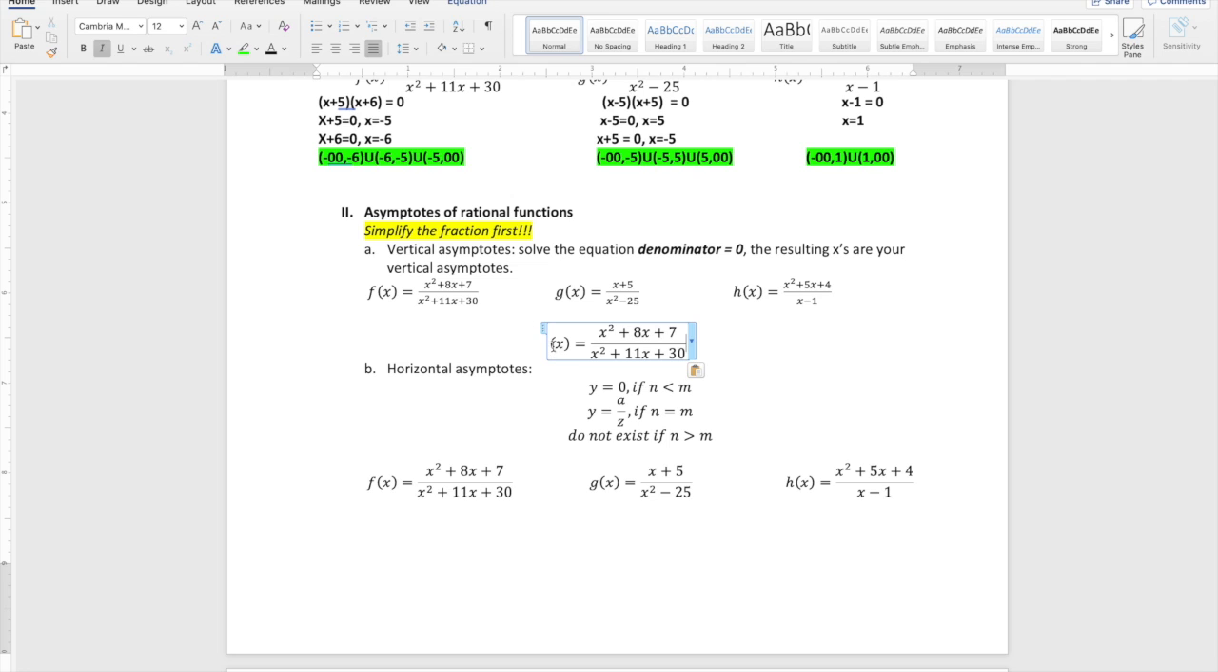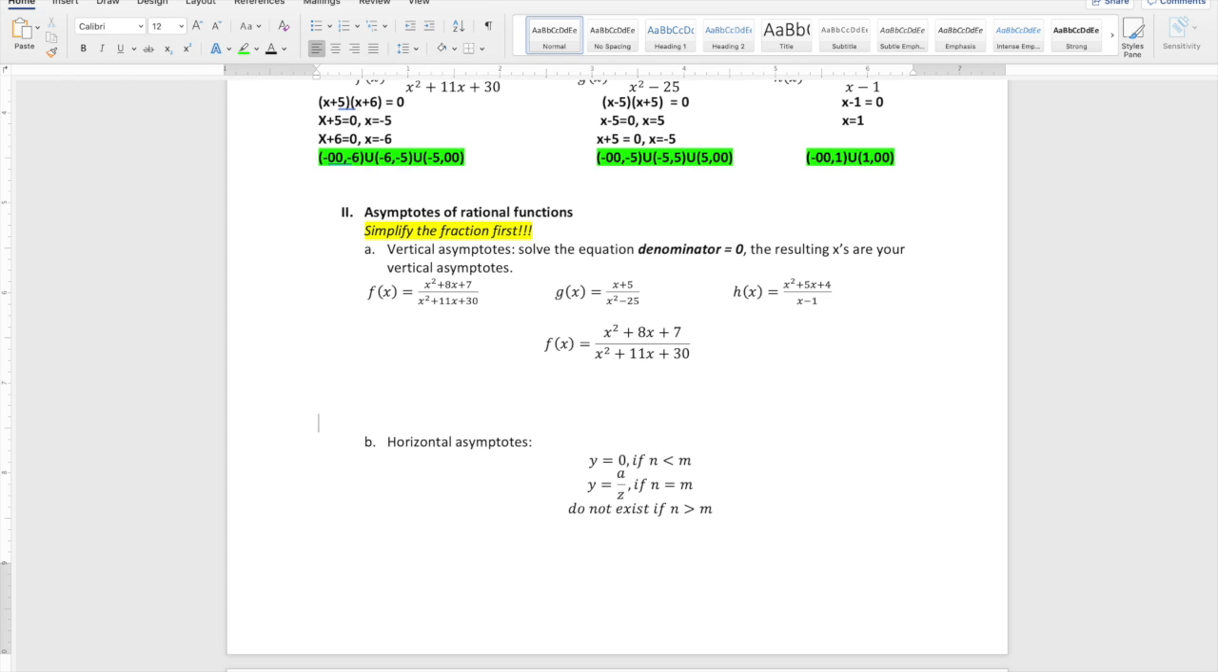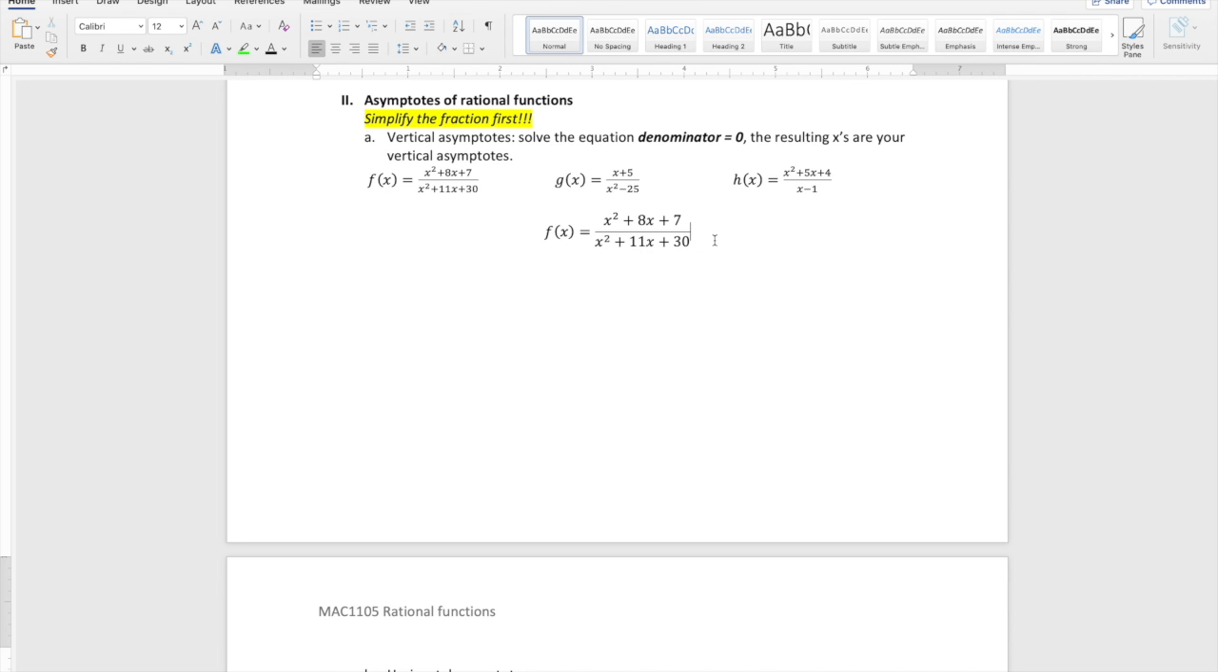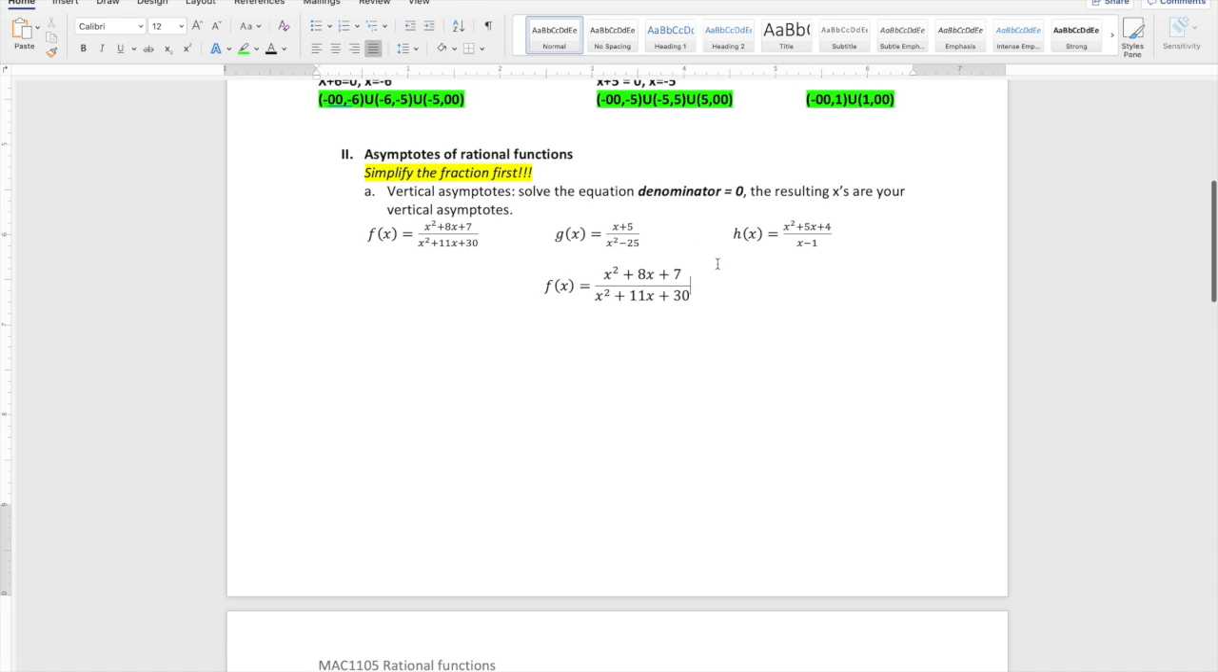And here it is, my f of x equals this. So to simplify it, let me make this a little lower here, the horizontal asymptote. I don't need those just yet. Okay, so this function f of x, and I'm going to simplify it. To simplify this fraction, I need to factor it. I already know how the denominator factors. I did it for the domain. It was x plus 5 and x plus 6.